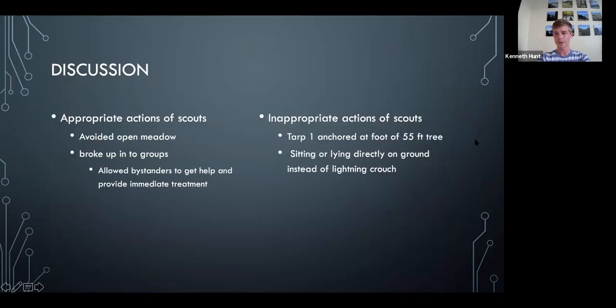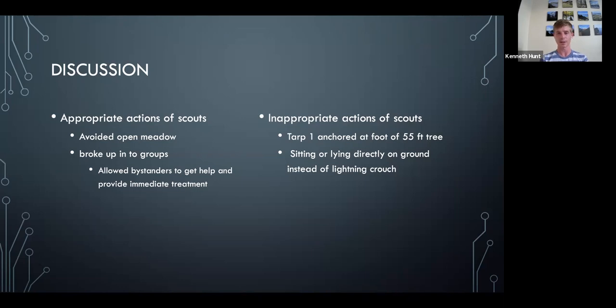So for discussion, I wanted to re-mention the objectives. The objectives were to review the response to a lightning-caused MCI in a wilderness setting, address lightning as it relates to field management, and then discuss evacuation options in inclement weather in incidents occurring in remote locations. So, appropriate actions taken by the scouts: they avoided the open meadow that they were in. They broke off into the trees. They also broke up into groups, which allowed the bystanders to get help and provide immediate treatment. So that may have ended up really helping them out and saving some people.